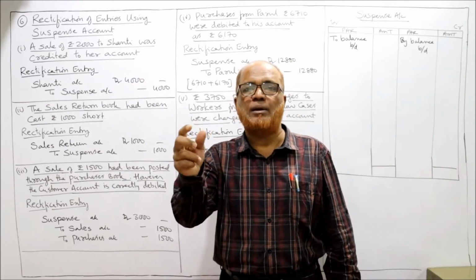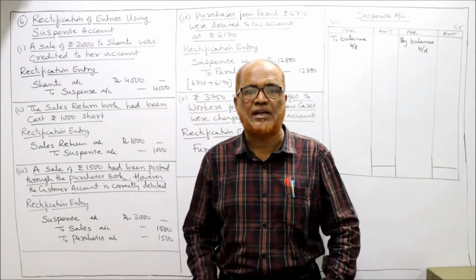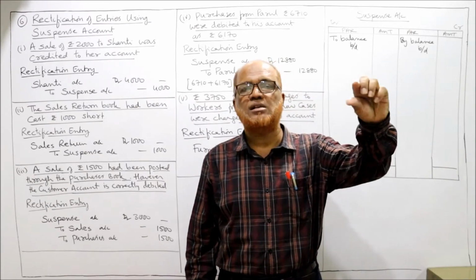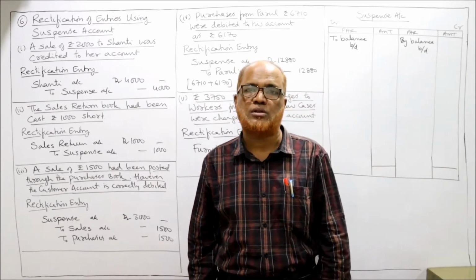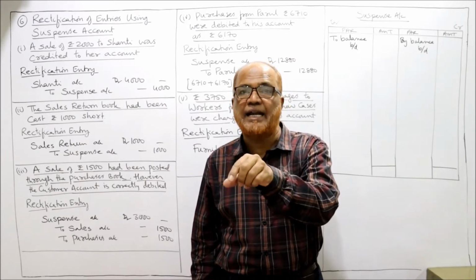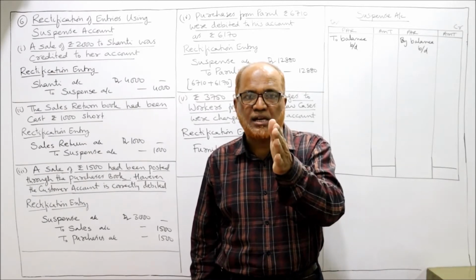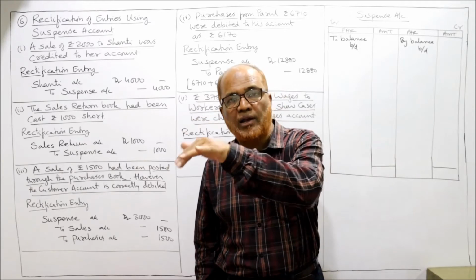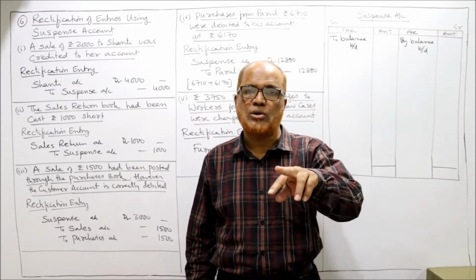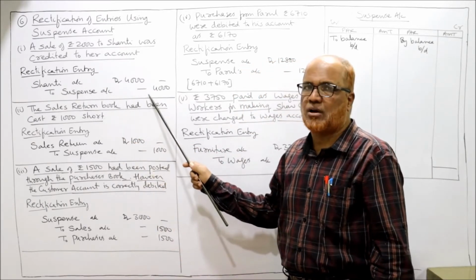This error can be rectified by debiting Shanti's account by rupees 4,000. That is the error without suspense account. If we are using suspense account, then Shanti's account debit to suspense account 4,000. Remember one point: if we have taken an amount on the wrong side, then we have to double the amount. We had to debit Shanti's account, but we have not debited; we have taken it wrongly on the credit side. Now we debit with double the amount, 2,000 plus 2,000, 4,000. So the rectification entry will be Shanti account debit to suspense account.